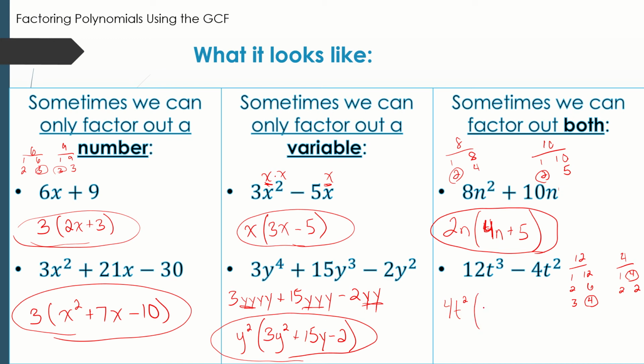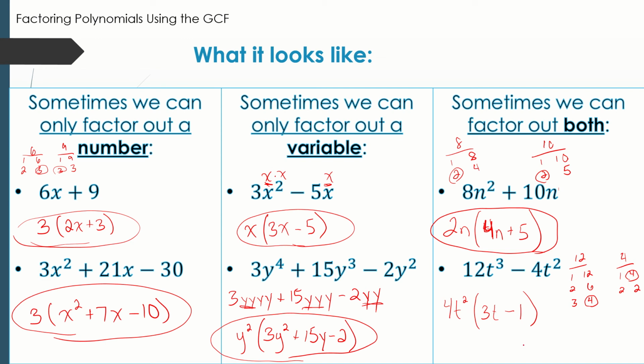12 divided by 4 is 3. T to the third divided by t squared: I had 3 t's. I took 2 out. 3 minus 2 gives me t to the first. And then negative 4 divided by 4 is negative 1. T squared divided by t squared: I started with 2. I took 2 out. There's no t's left. So notice, this was the same term as this, 4t squared, and we took out 4t squared. That didn't disappear. Something divided by itself equals 1.